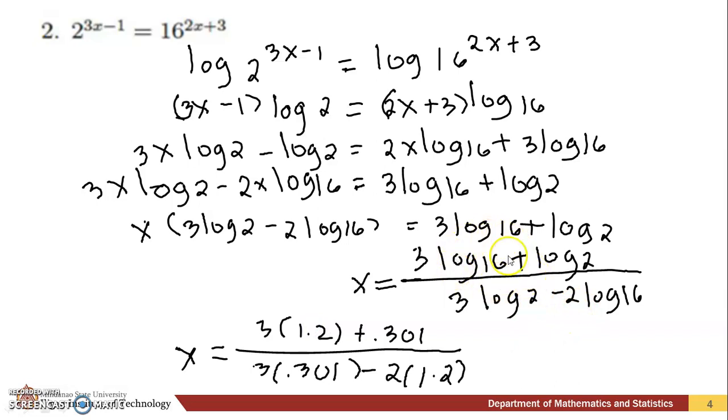Now, computing for log of 16, we have 1.2, and log of 2 is 0.301. So, plugging in the value of log of 2 here, 0.301, and the value of log of 16, which is 1.2, and then combining values here, 3 times 1.2 plus 0.301 all over 3 times 0.301 minus 2 times 1.2 will give us the value 3.901 all over negative 1.497. Meaning to say, if we solve for this one, we get the value negative 2.6.